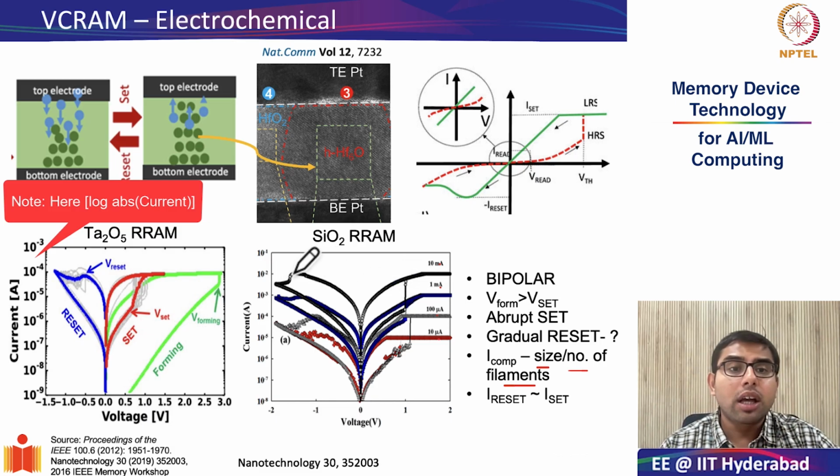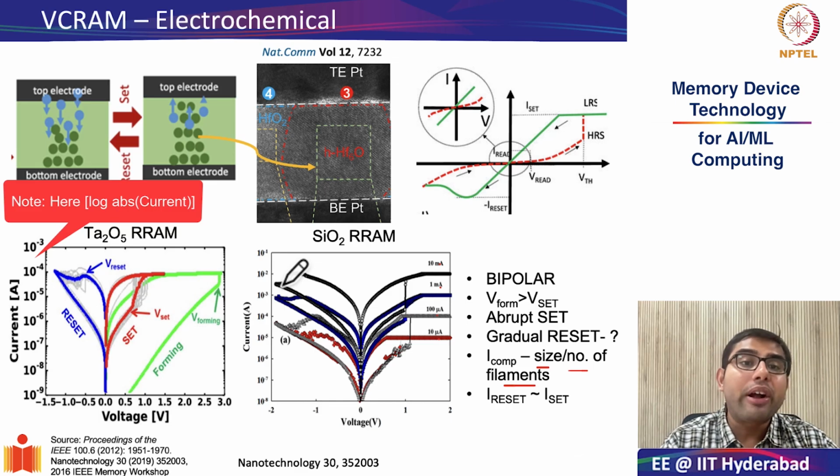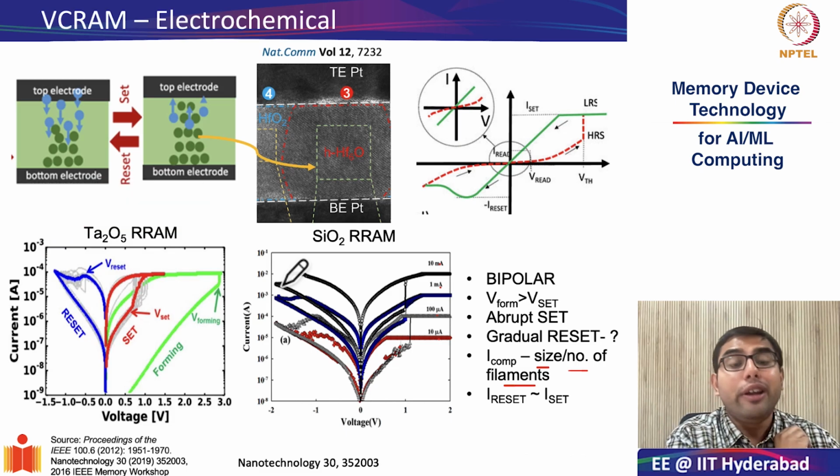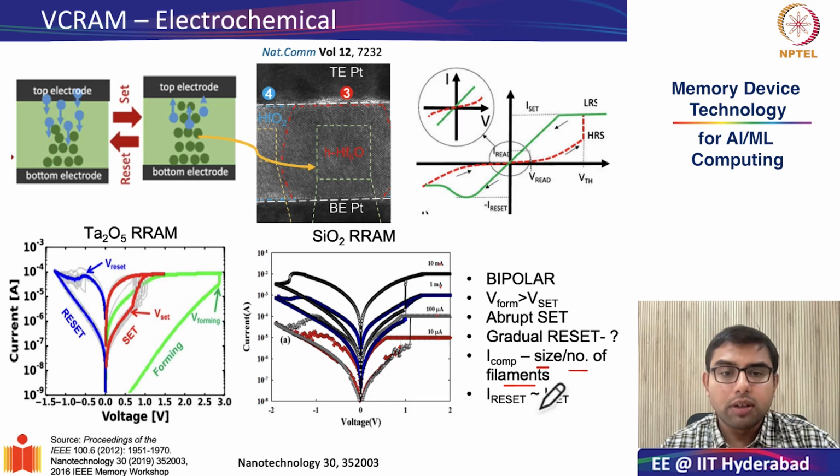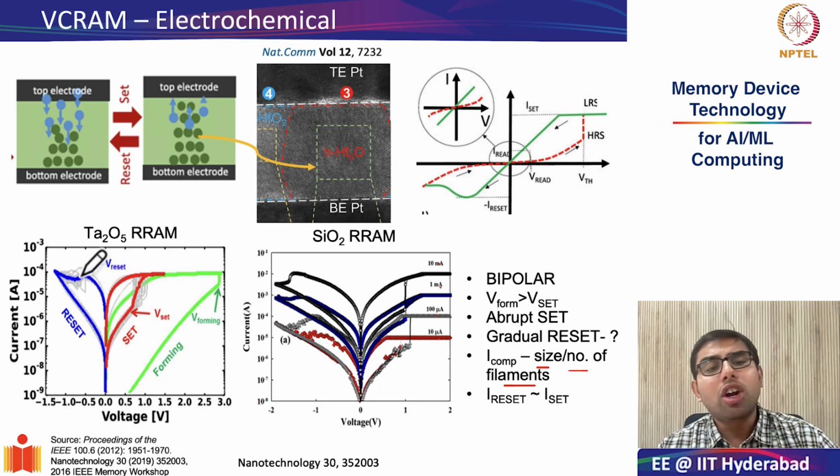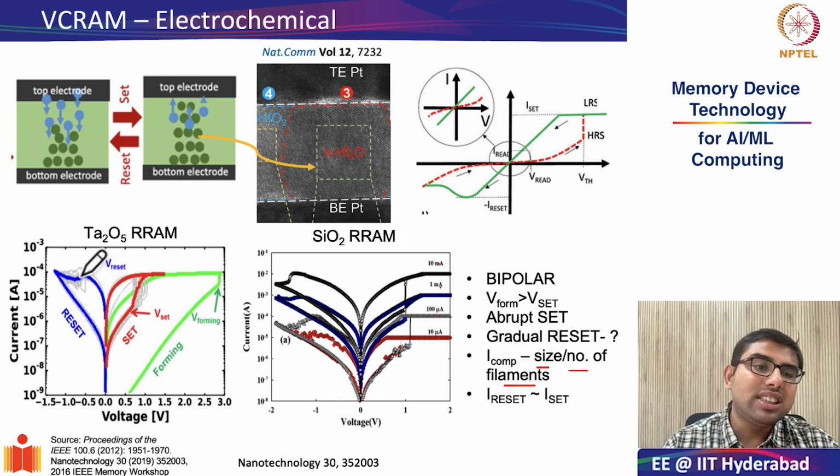Next, we see that the reset cycle is gradual because the process of filling back the vacancies happens one by one, and this happens over different voltages or different electric fields. So partially filled vacancies will give you slightly higher resistance compared to completely filled vacancies, which will give you very high resistance. Finally, the last thing that we see is that the reset currents and reset voltages are quite similar to the set currents and set voltages.